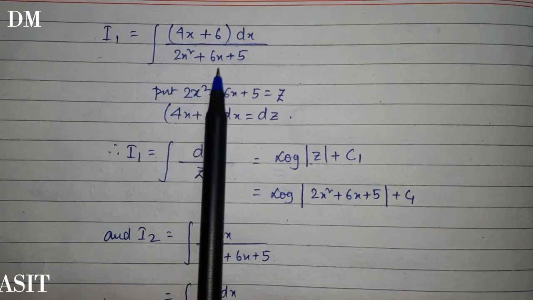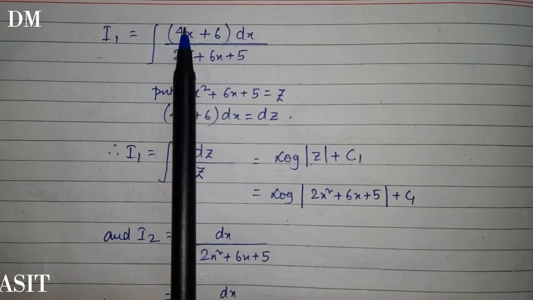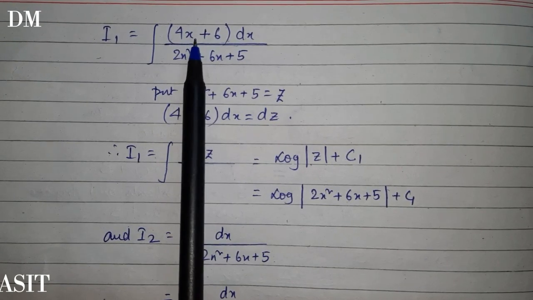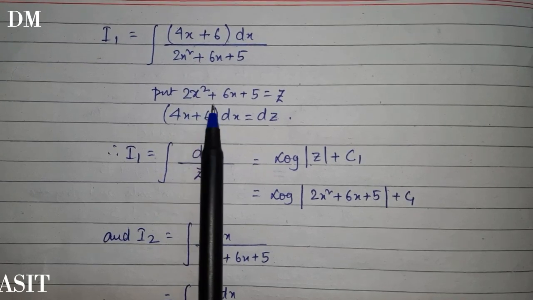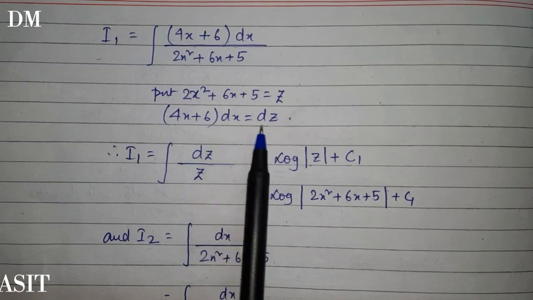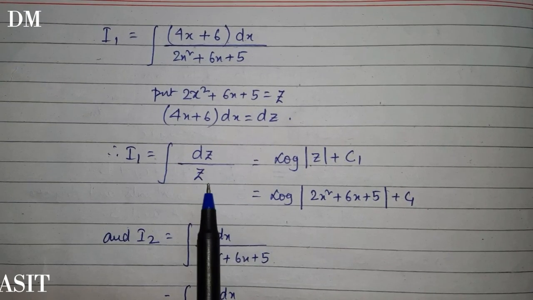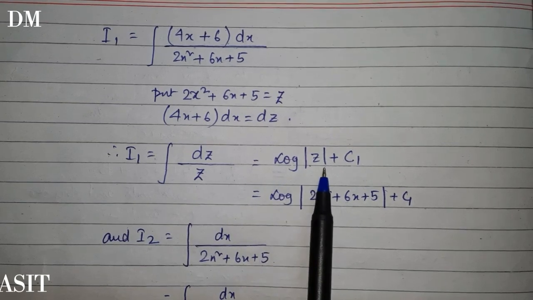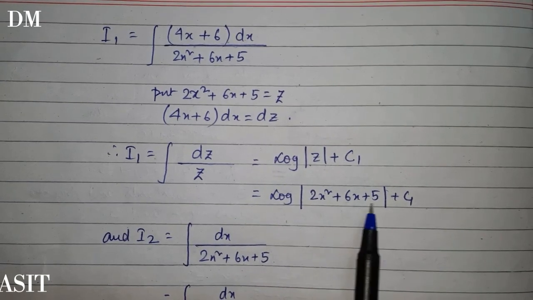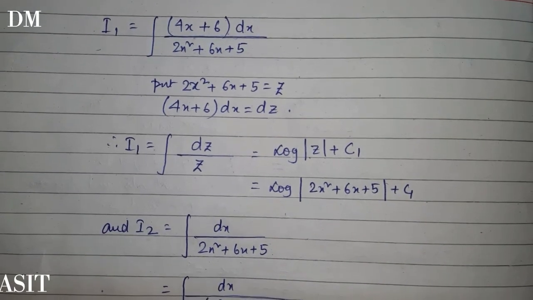Here we can put the denominator equals to z. As we know that the numerator is directly the differentiation of the denominator, so I will just put the denominator as z. So we will get the numerator as dz. So therefore it will be dz by z, log mod z, log mod 2x square plus 6x plus 5 plus c1. Done. The first integration is done.